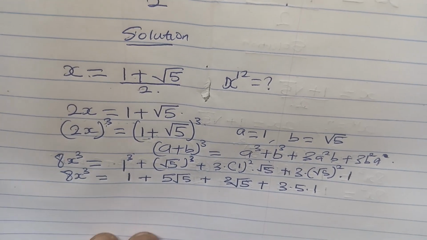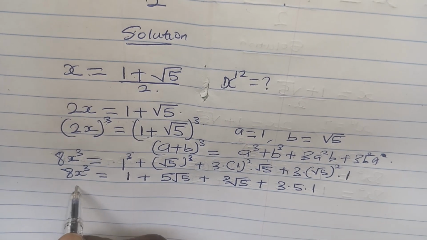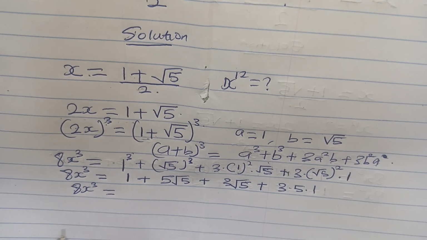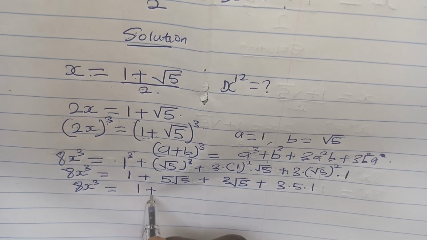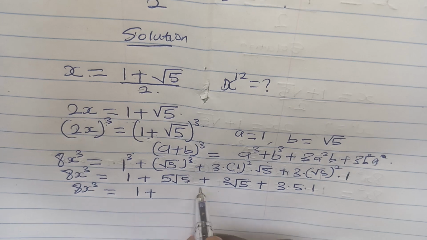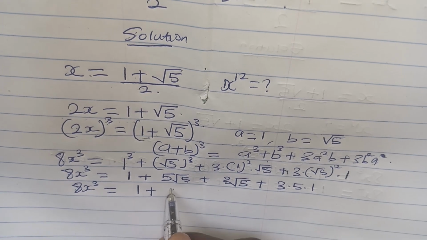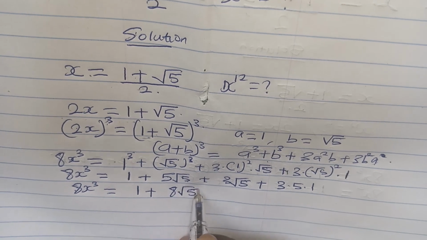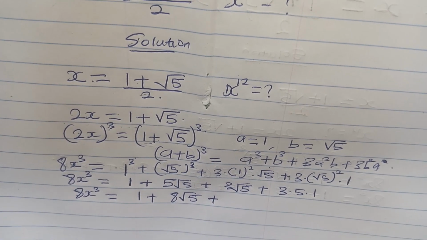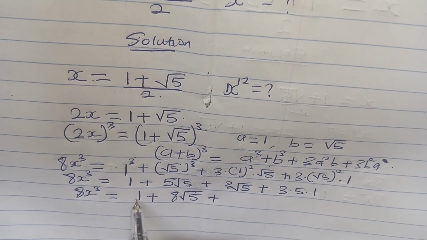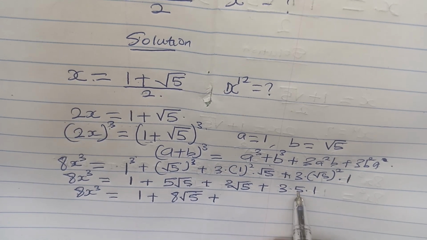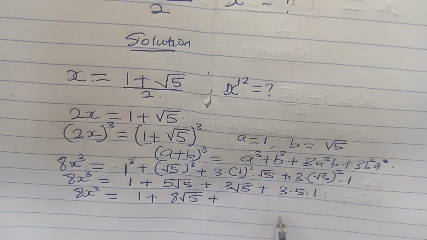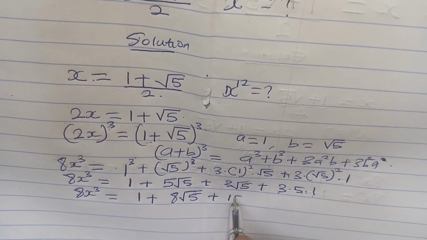Having done this, we're now having 8x to the power of 3 is equal to 1 plus 5 root 5 plus 3 root 5, which is going to give us 8 root 5, plus this 3 times 5 times 1. 3 times 5 is going to give us 15. 15 times 1 is going to give us 15. So we're having 15 here.